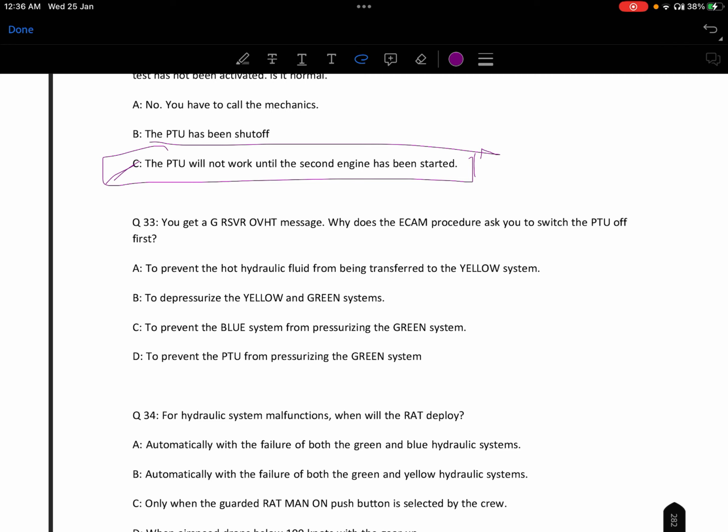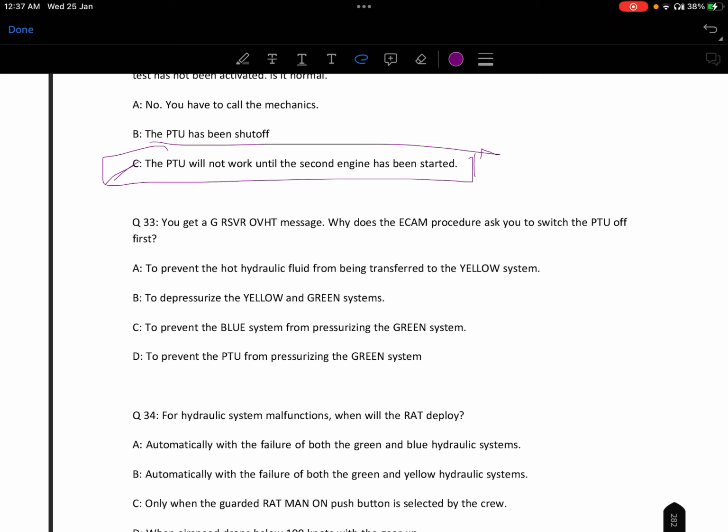PTU is inhibited during the first engine start and automatically tested during second engine start, right? The self test occurs after the second engine start, right? So option Charlie. You get a green reservoir overheat message, which will come when the fluid temperature of green reservoir is above 93 degrees Celsius, right? Why does the ECAM procedure ask you to switch the PTU off first?